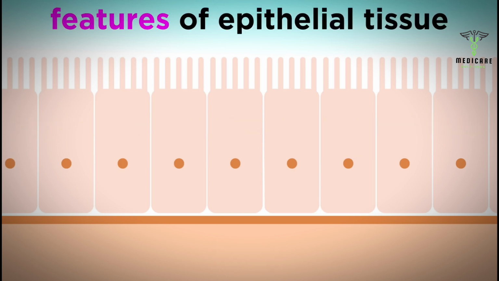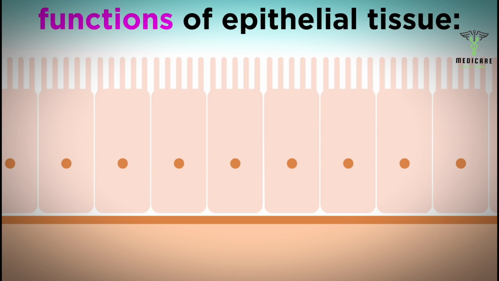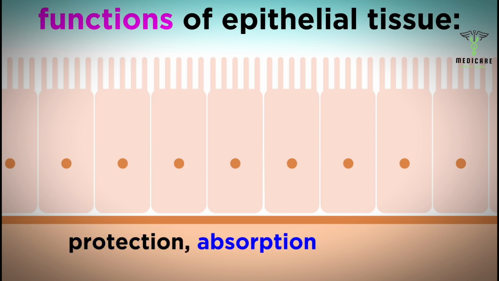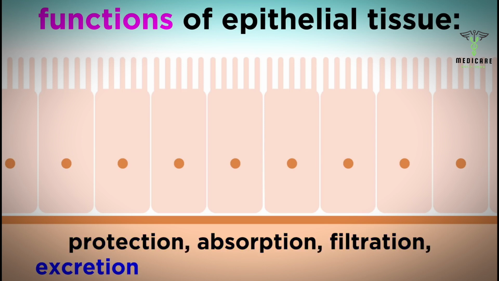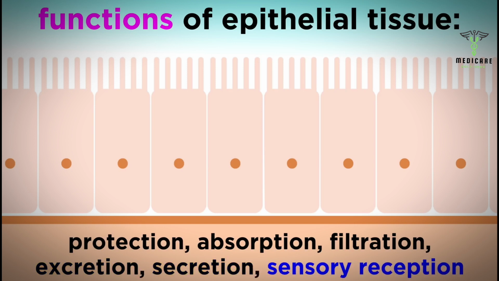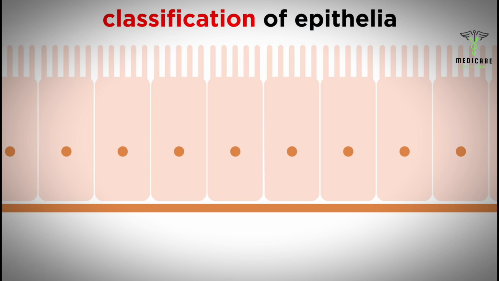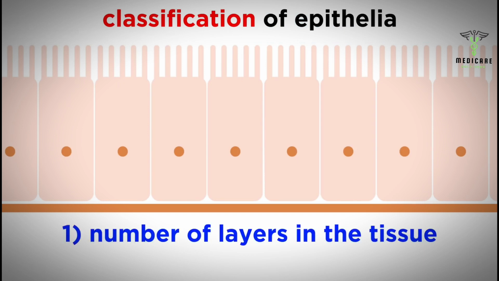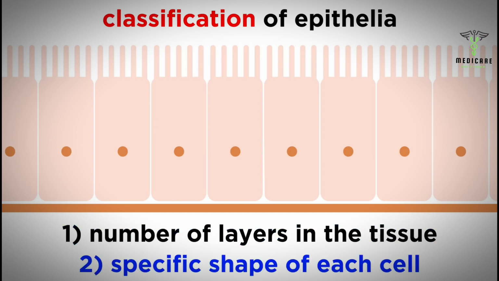So these are the features of epithelial tissue, which allow it to perform a variety of functions, including protection, absorption, filtration, excretion, secretion, and sensory reception. Now let's discuss further classification of epithelial cells, as they vary in the number of layers present in a tissue, as well as the specific shape of each cell.